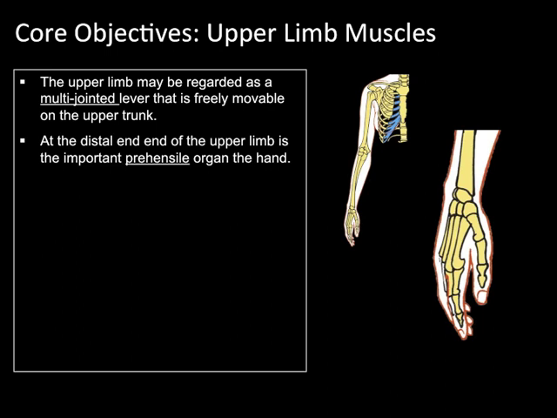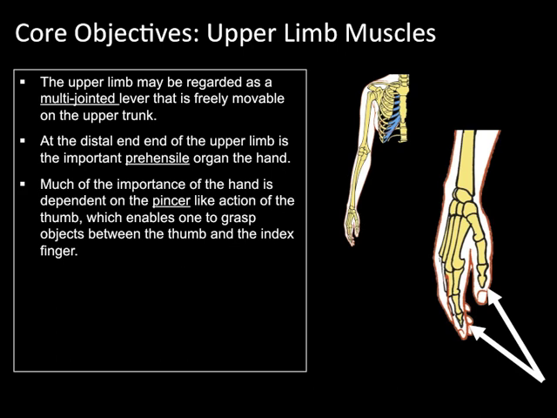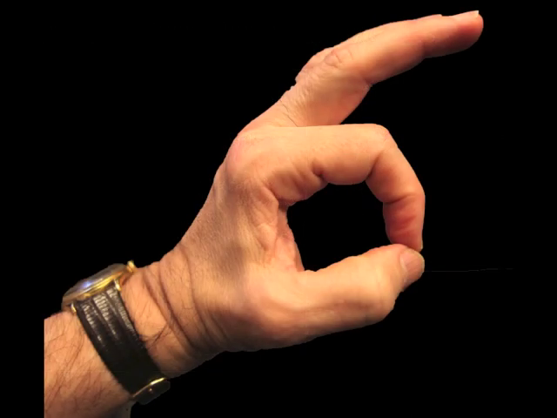At the distal end of the upper limb is the important prehensile organ, the hand, now shown enlarged in the image. Much of the importance of the hand is dependent on the pincer-like action of the thumb, which enables one to grasp objects between the thumb and the index finger. The arrow points to the thumb and index finger. Now oppose your thumb to the index finger on yourself. Because we can oppose the thumb and index finger, we're able to do fine movements.